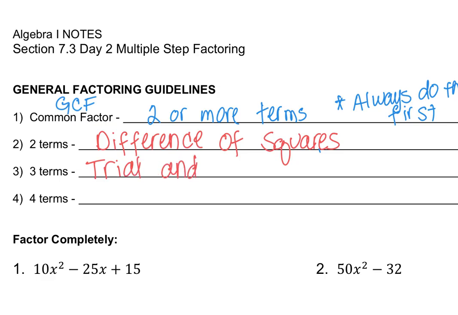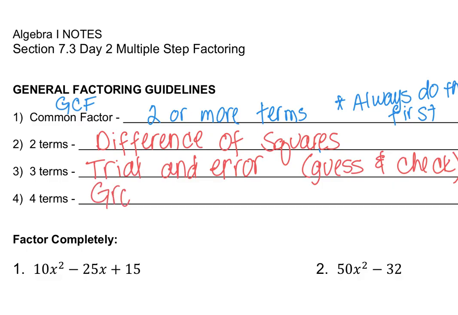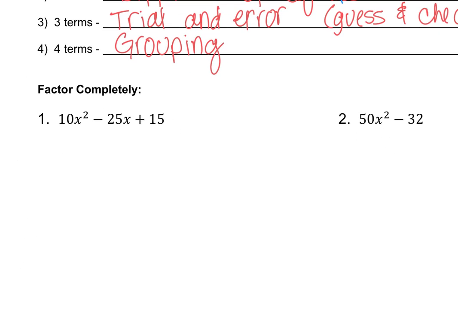If you look up how to do trial and error, maybe online, you might even see it called guess and check. It's the same thing, guess and check. And lastly, for 4 terms, we will learn this more in the next lesson, but to do 4 terms, you would do what's called grouping. And again, we won't cover that in this lesson, but it is another factoring method that we will be learning eventually. So let's go ahead and go to number 1.